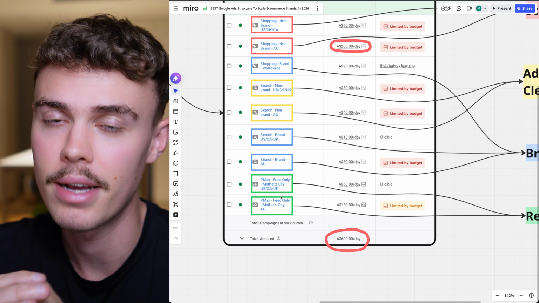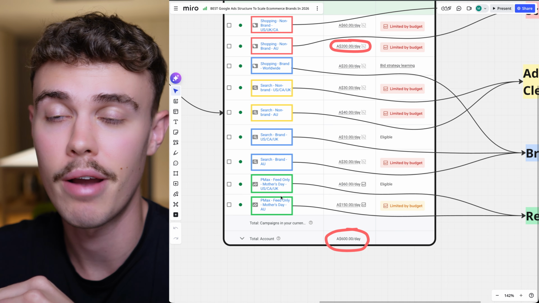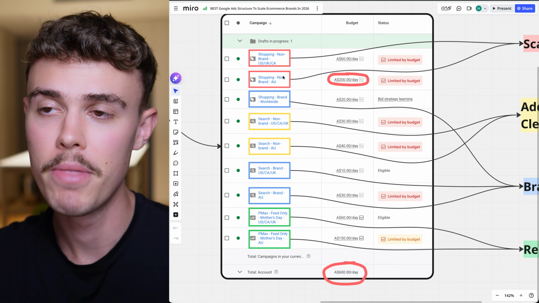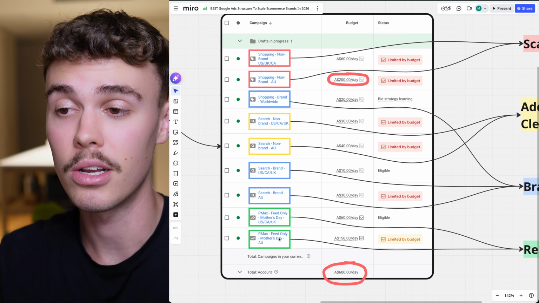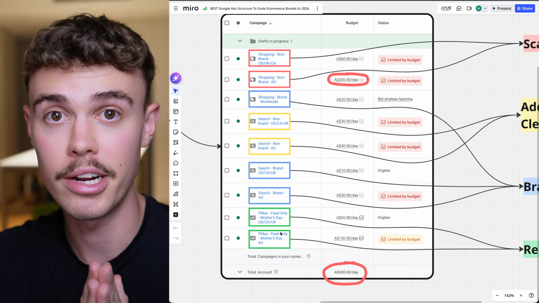The problem with PMAX is if you don't restrict it very heavily, it will lean into all of your branded traffic and all the easiest traffic. And that's the biggest problem with it. That's why we like to use shopping as the main driver of new customer acquisition and PMAX as a remarketing tool. Once again, in these PMAX campaigns, you want to exclude branded traffic.